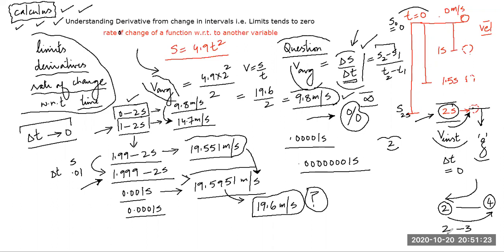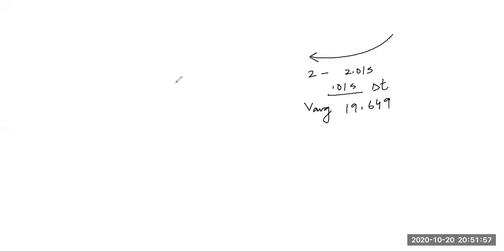And then I decreased the interval. I saw something interesting coming when the interval is trying to approach 0. From the right hand side, the book ended at 2 to, I think, 2.01 seconds. So an interval of 0.01 second, delta t. That gave the average velocity of 19.649. All right. From the left hand side, it's going towards 19.6.